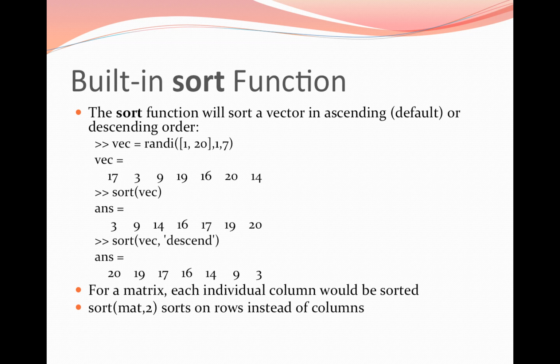Or if we call the function and pass a second argument, which is the string 'descend', we will instead get it in descending order. Of course, we have other ways of doing that. We don't really need that option, but MATLAB gives us that option for the sort function. For a matrix, if you pass a matrix to the sort function, it will sort every individual column. Also, if you want to sort on the rows instead of the columns, you could say sort(mat, 2). That specifies the second dimension, which in MATLAB is the rows. So that would sort based on the rows rather than the columns.